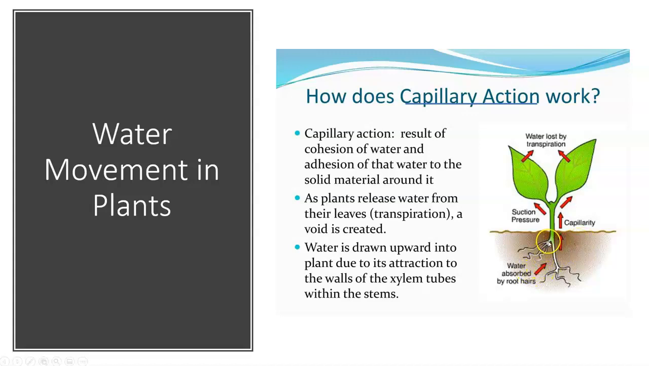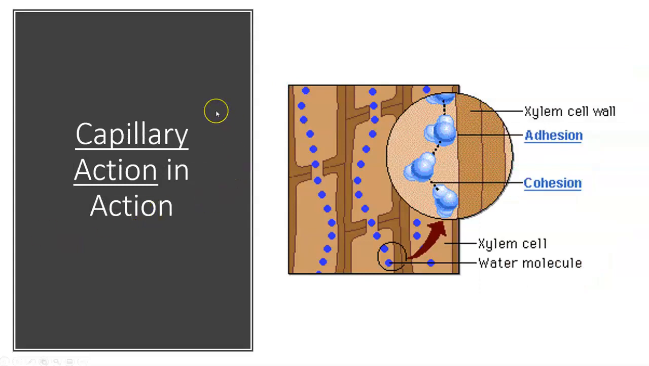The water moves up through the tubes. We call that the xylem tubes of the plant. So what does capillary action look like on a molecular level? Well, you can see we have some water molecules flowing through the xylem tubes of the plant, right? And due to adhesion, the water molecules will stick to the sides of the cell walls of the plant. Cohesion sticks water molecules to each other.